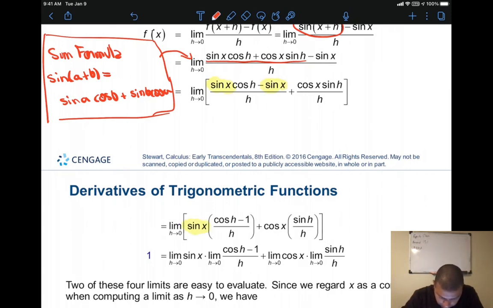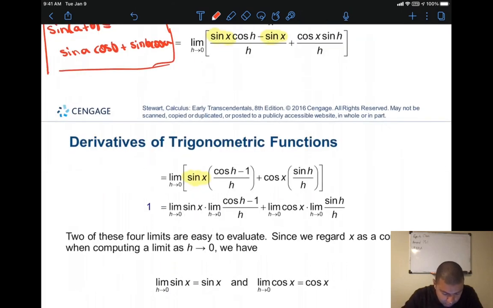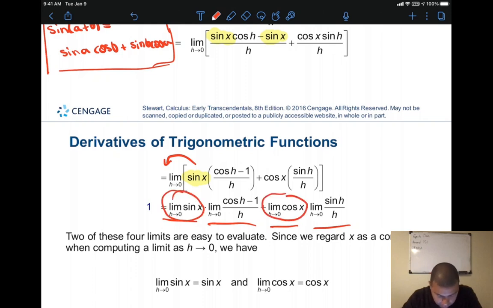And here we get a very cool, crystal clear idea of what needs to happen. The cool thing as well is that because the limit is when h goes to 0, x is treated as a constant. It doesn't change. So the things that depend on x only, not on h, can come out of the limit. And you end up with these 4 limits, 2 of which are very easy to compute.